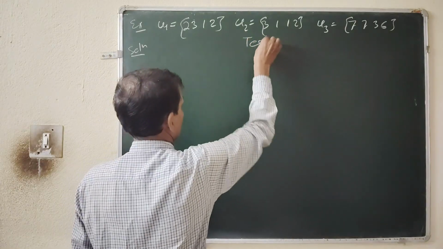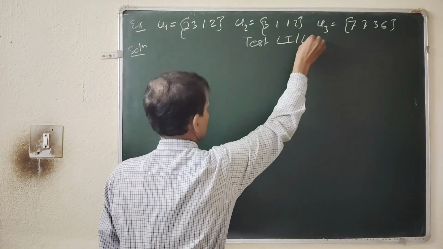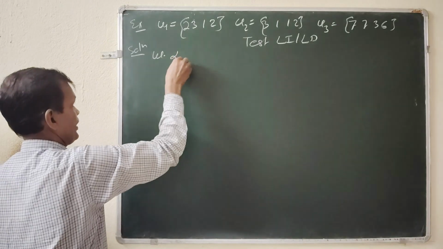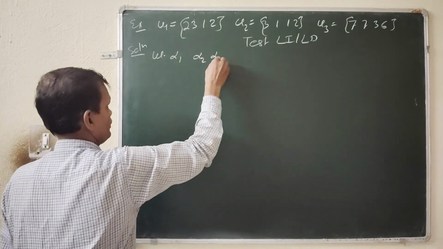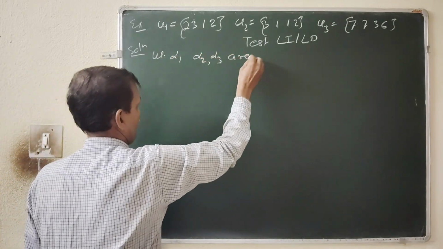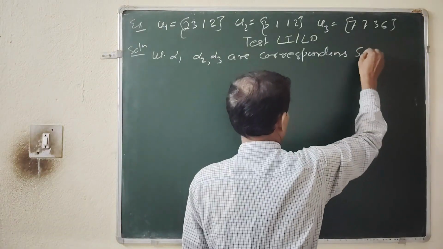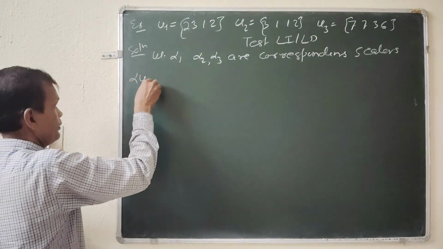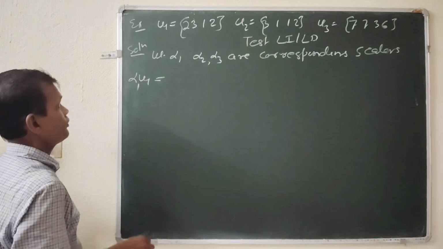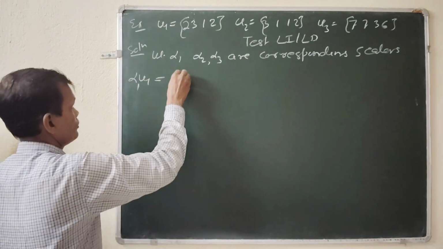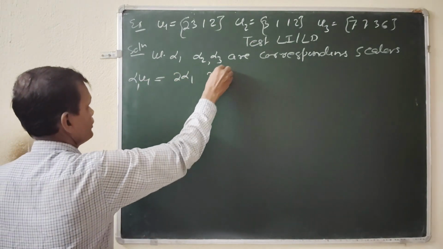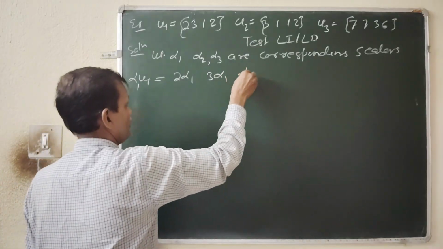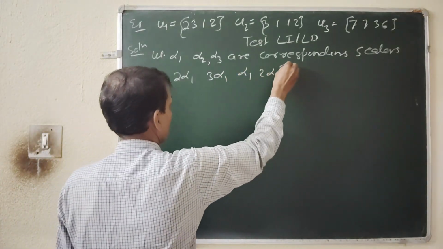Test linear independence or dependence. Let alpha 1, alpha 2, alpha 3 be the corresponding scalars. So alpha 1 v1 is equal to (2 alpha 1, 3 alpha 1, alpha 1, 2 alpha 1).